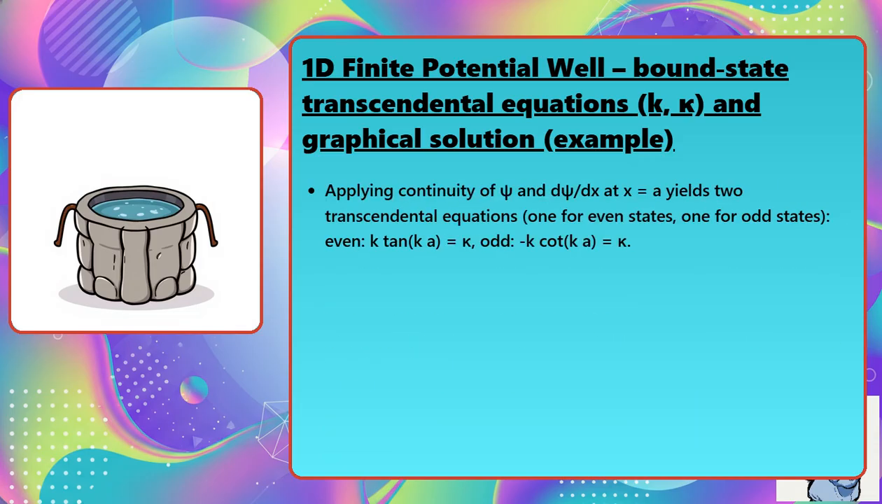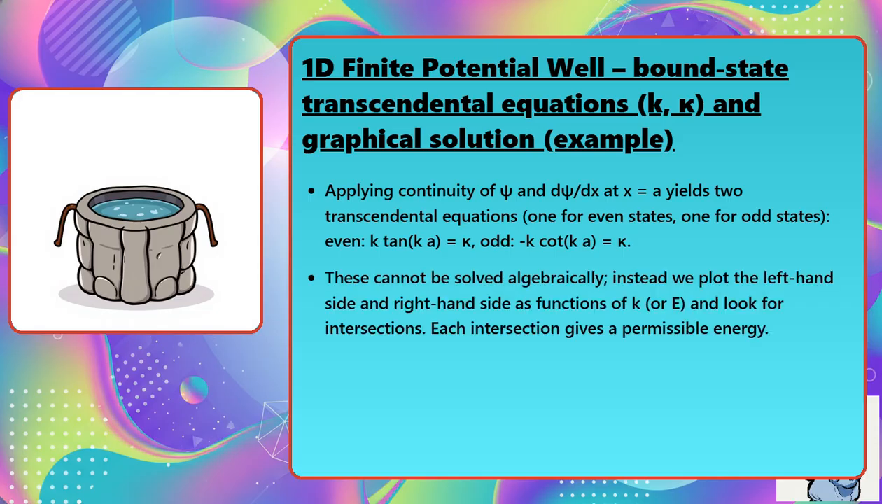Applying continuity of psi and d psi by dx at x equals a yields two transcendental equations, one for even states, one for odd states. Even: k times tangent of ka equals kappa. Odd: negative k times cotangent of ka equals kappa. These cannot be solved algebraically. Instead, we plot the left-hand side and right-hand side as functions of k or E and look for intersections. Each intersection gives a permissible energy.